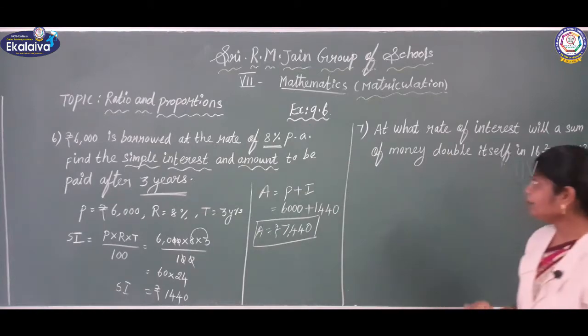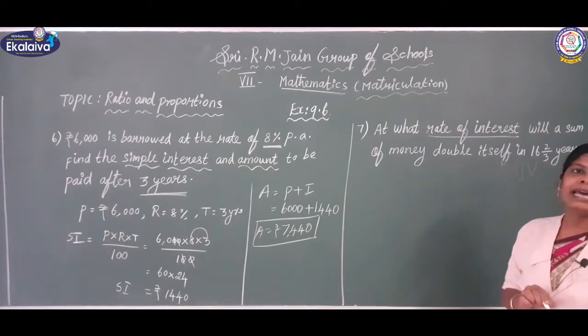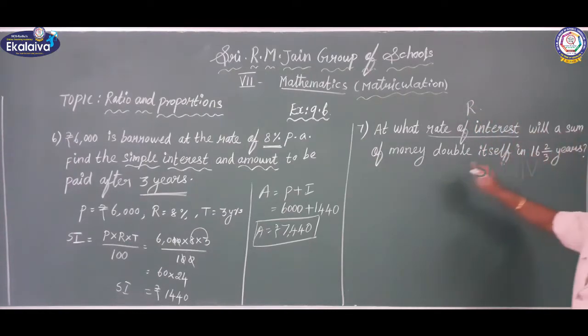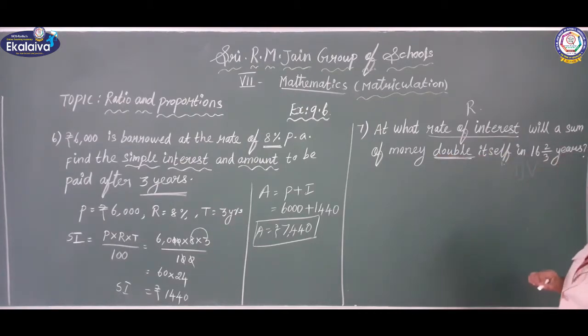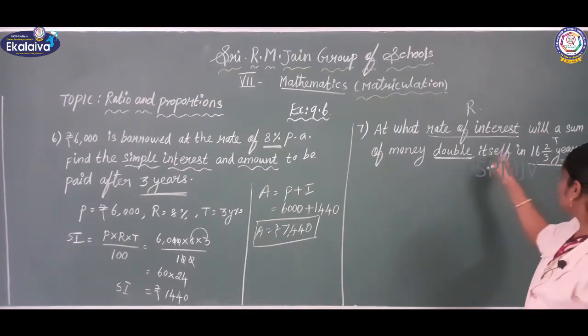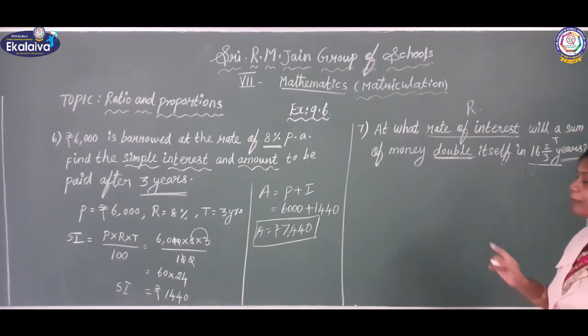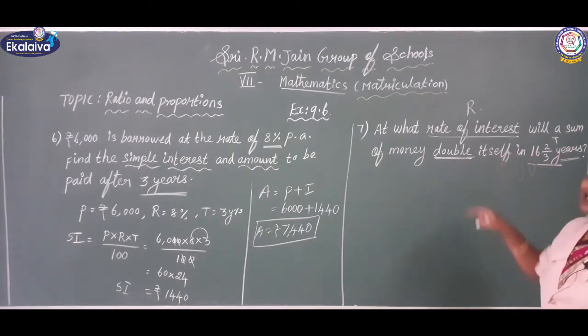See the next question. At what rate of interest? So we need to find out the rate of interest. Well, a sum of money doubles itself in 16 into 2 by 3 years. Here time is given. Okay, but principal here, one condition only is given. The sum of money doubles itself is given. How many years after that? 16 into 2 by 3 years, the principal should be double.